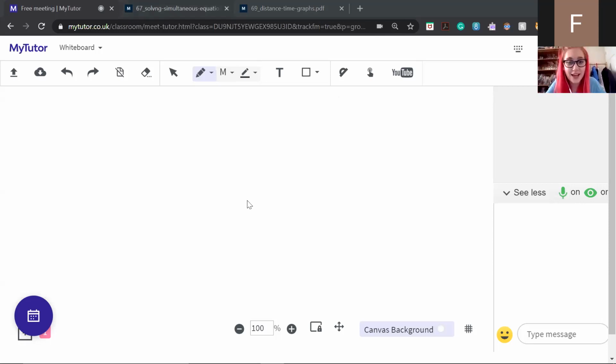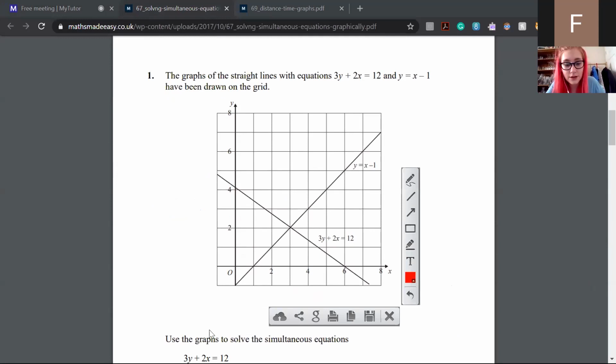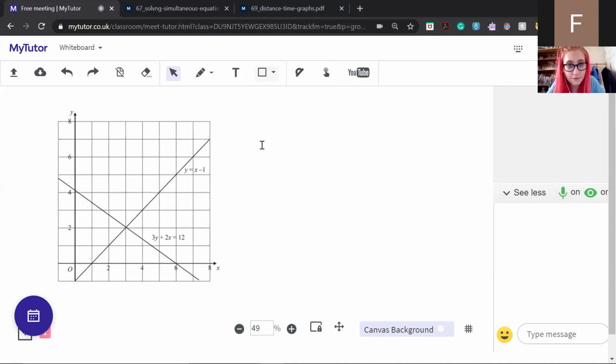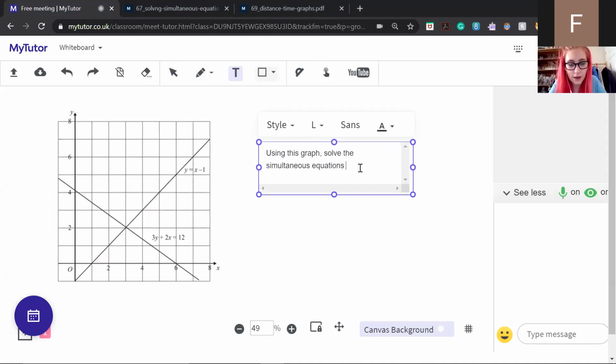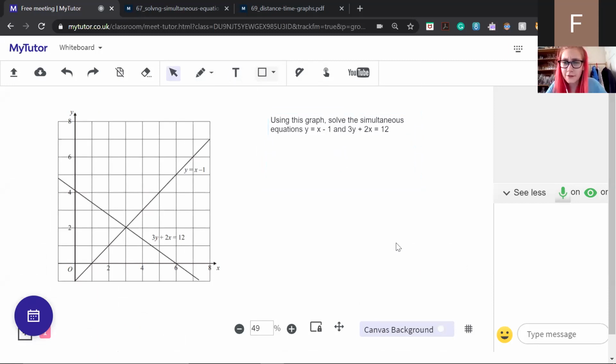So I'm going to start with this one, ones where they are already drawn on. The question here, let me pop on the graph, says, using this graph, solve the simultaneous equations. And then we have these, y equals x minus 1 and 3y plus 2x equals 12. Maybe this sounds a bit weird to look at first, and maybe it's obvious to you, or maybe you've seen this before. But I don't know how you can use that using a graph.